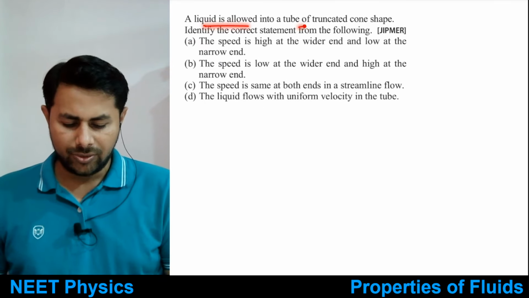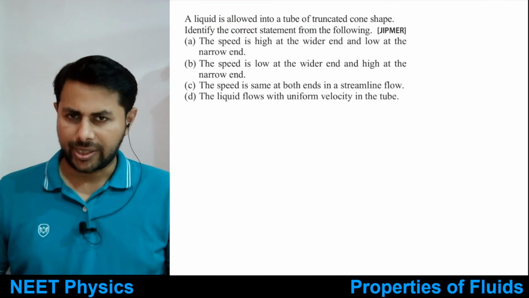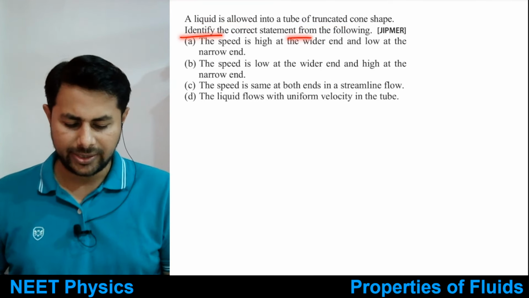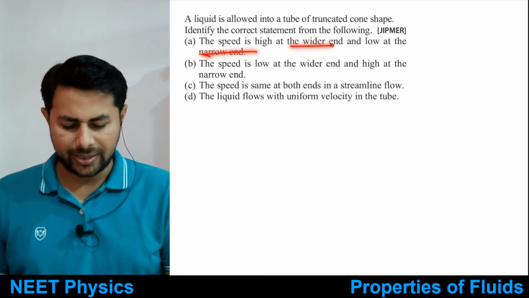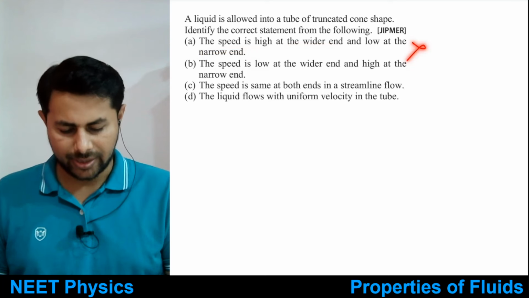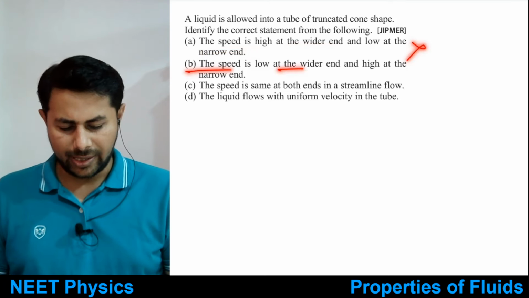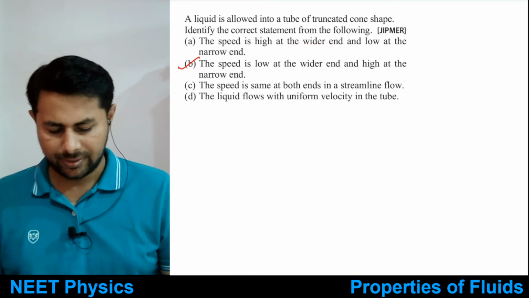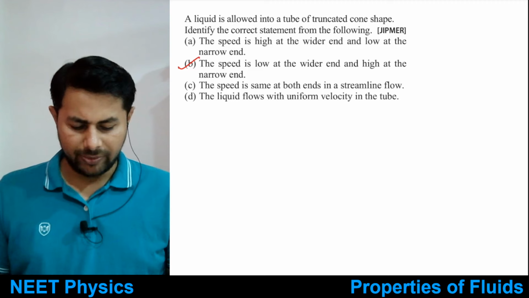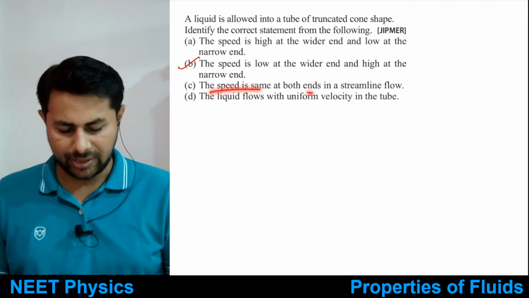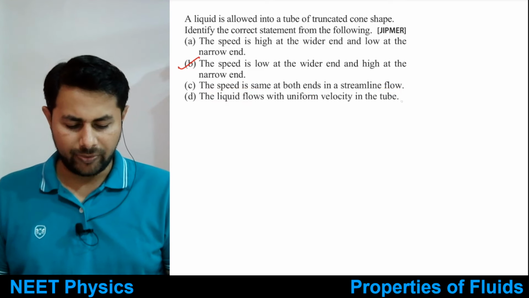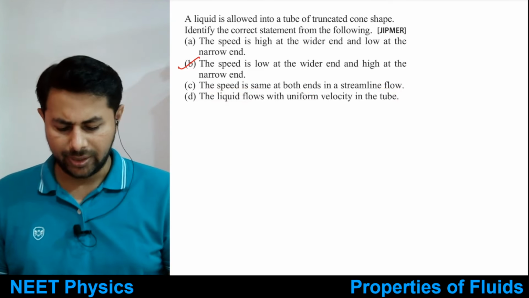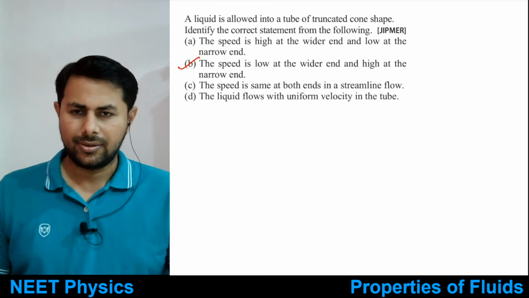A liquid is allowed into a tube of truncated cone shape. Identify the correct statement from the following. The speed is high at the wider end, not correct. The speed is low at the wider end and high at the narrow end. This one is correct. Very simple. The speed is same at both ends in streamline flow, no. The liquid flows in uniform velocity in the tube, no. So option B is correct. Very simple.